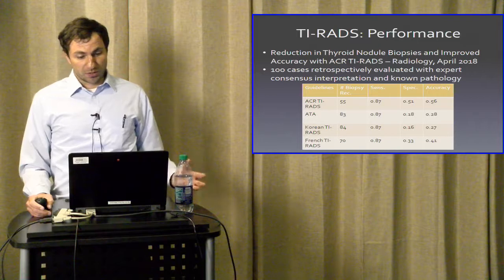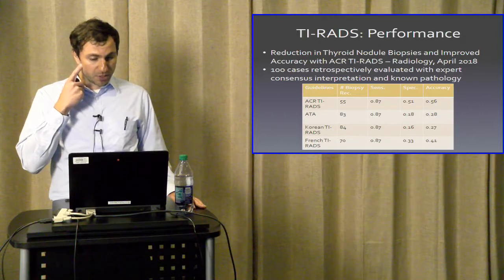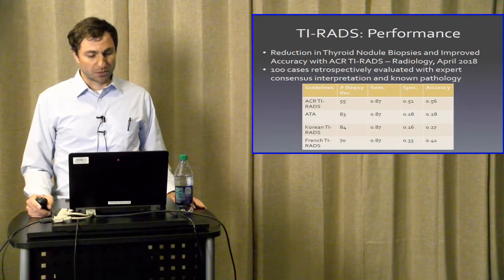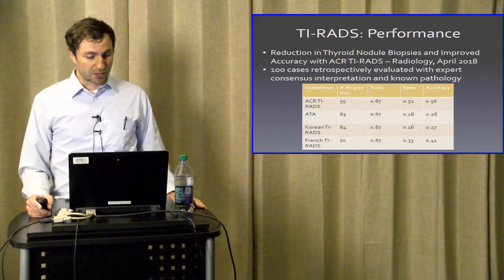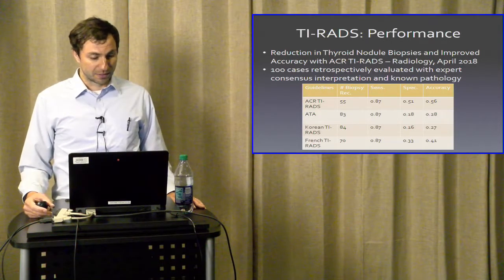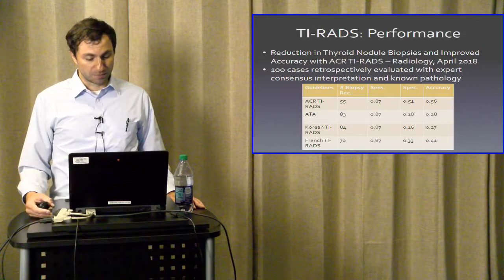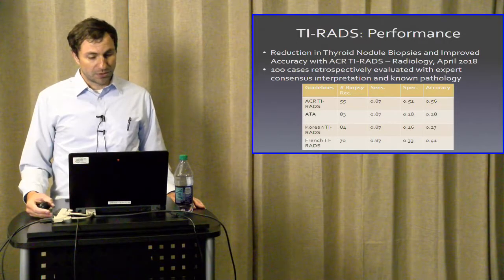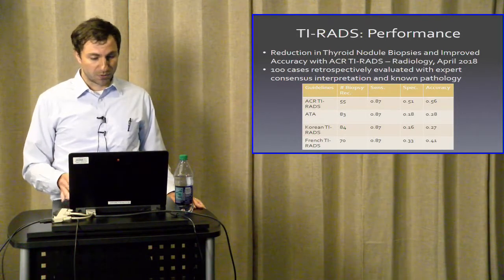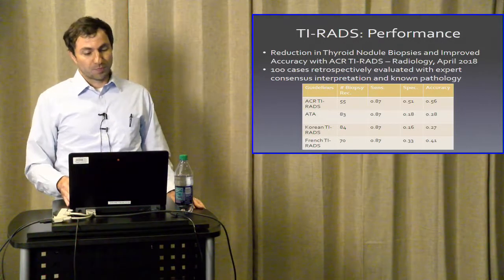So how does it do compared to these, in actual practice? Well, this is a small scale study, but 100 cases were evaluated retrospectively and these were 100 cases with known pathology. As you can see, the ACR TI-RADS recommended biopsy in notably fewer cases than the other classification systems, and I think that was the goal when the panel was putting this together. We want to decrease the number of unnecessary biopsies. So that demonstrates that the system works the way it's supposed to. The sensitivity in this particular instance was very similar across all the different classification schemes.